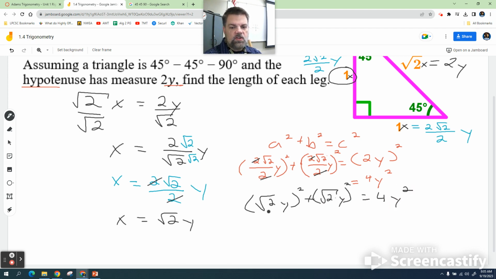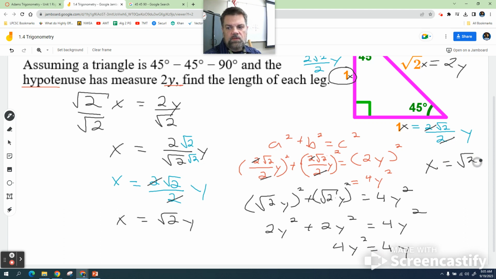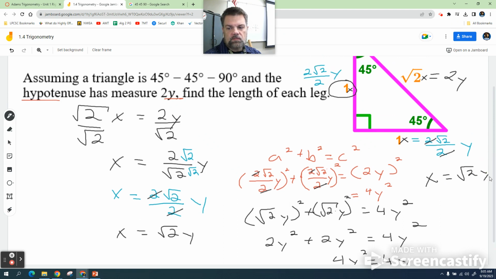So when you square a square root, you get the base. So this becomes 2y squared plus 2y squared. 2y squared plus 2y squared is 4y squared, and that equals 4y squared. So if I simplify this, I could say that x is equal to the square root of 2 times y. Oh, I ran out of space there. So all that work to double check and make sure that's the correct answer.